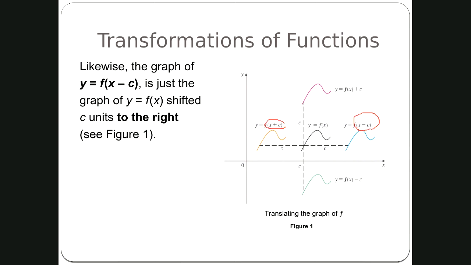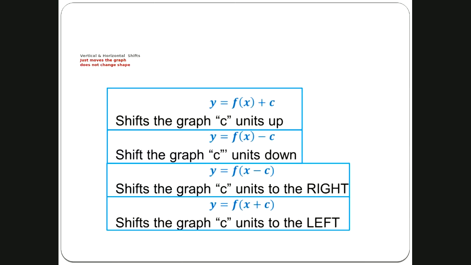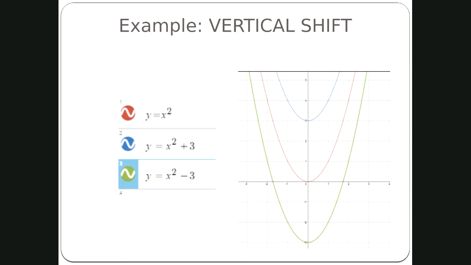If I add plus c, so I add the constant to my function, I'm going up. If I subtract the constant from my function, I'm going downward. And again, this is just a summary of what I've been explaining. More sketches to explain what is happening. y equals x squared is this first one. If I add 3, I'm moving up. If I subtract 3, I'm going downward.